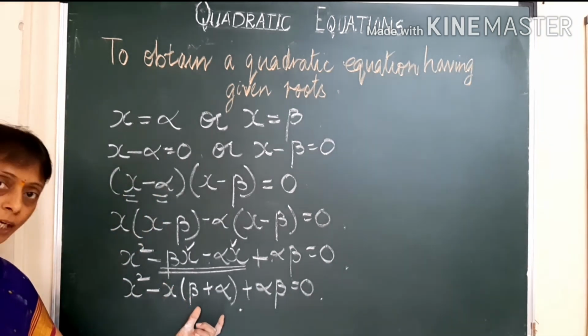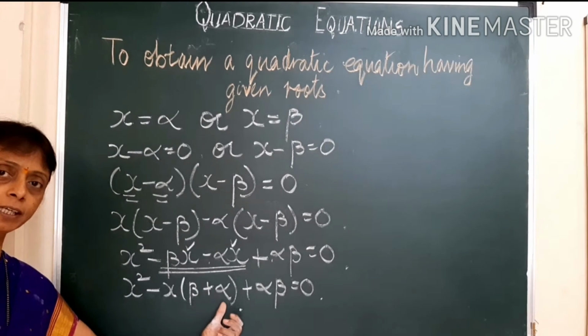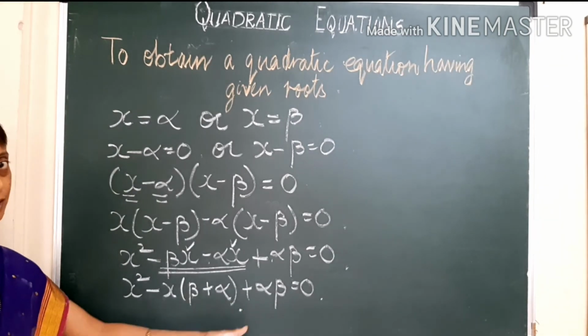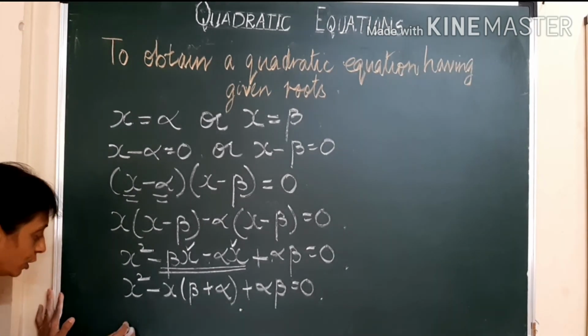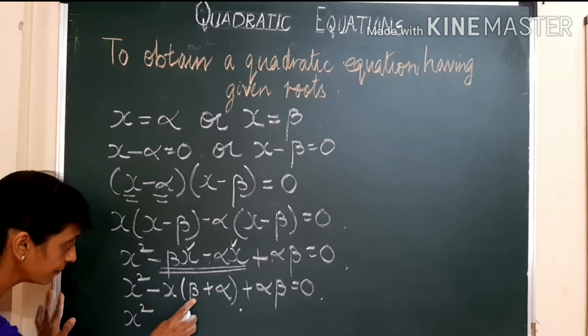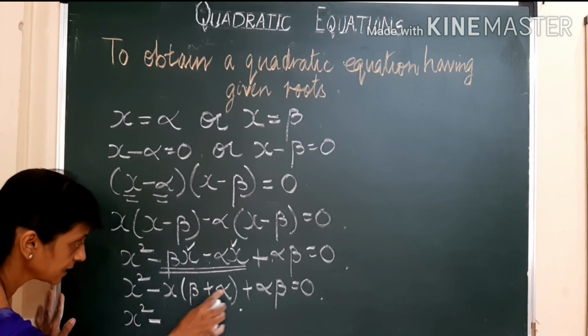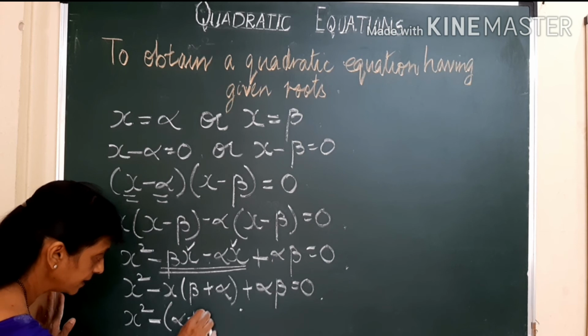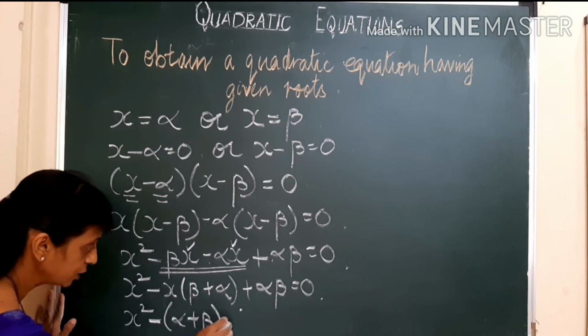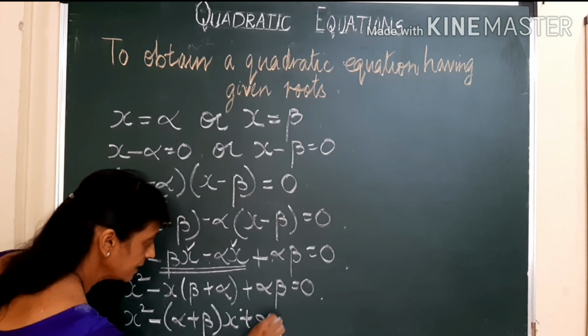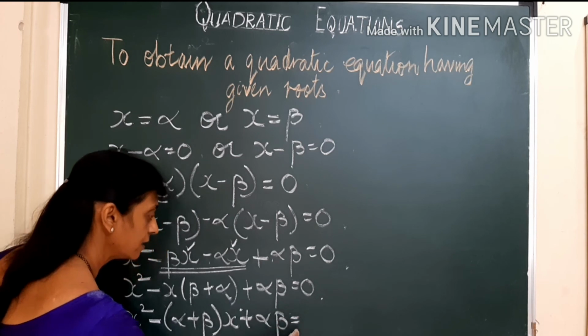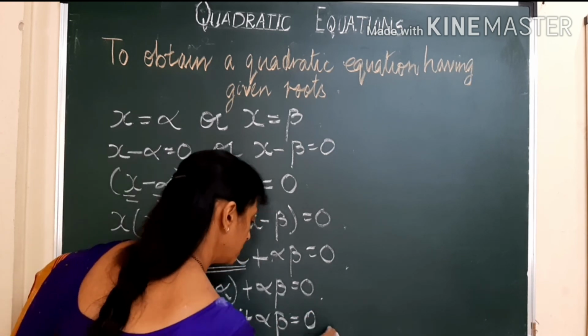Inside the bracket you can rearrange. 2 plus 3 can also be written as 3 plus 2 in case of addition. So what are you left with? X square minus alpha plus beta into x plus alpha beta, which is equal to 0.